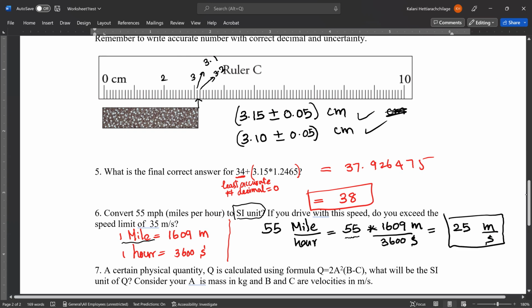Okay. And my following question is, do you exceed the speed limit of 35 meters per second? So definitely 35 is greater than 25. That means you do not exceed, right? Not exceed. I'm still safe in driving.